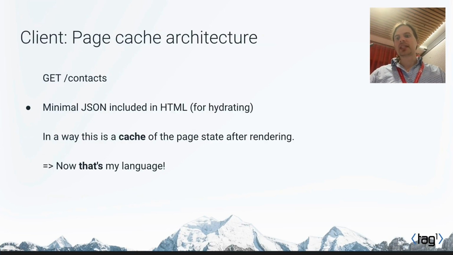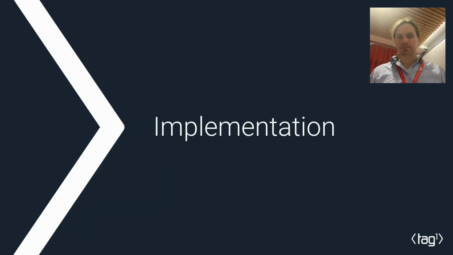On the client, this looks like, and that was essentially what I was explaining here. What we have is this minimal JSON included in the HTML for hydrating purposes, and this is a cache. And now we are talking my language, which is caching. So we've changed the problem from a server-side rendering problem in Node to a caching problem. And now everything got a little bit easier.